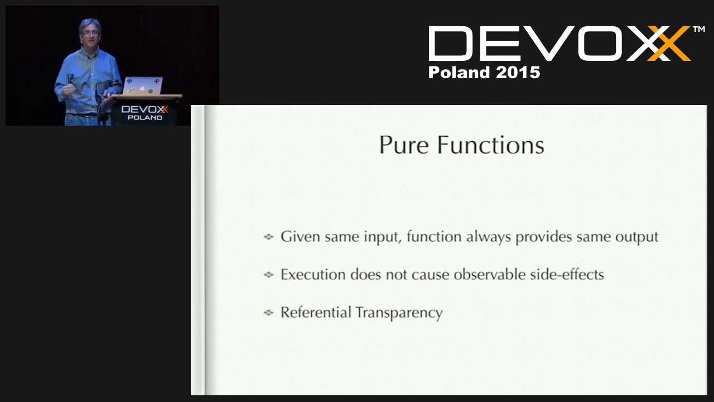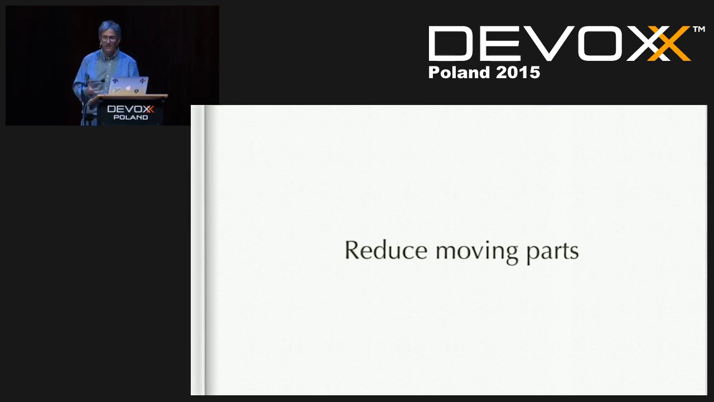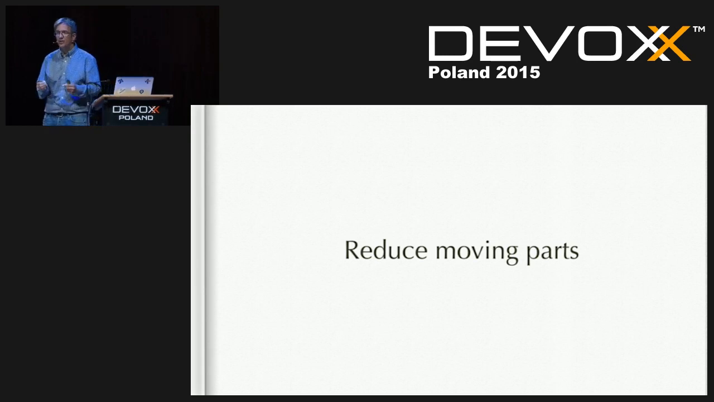So if a function has side effects, I can no longer do that, because I can do a lookup of values, but those things that it was causing as side effects won't be happening. So think of always pure functions as a lookup table. And the aim for that, as I said, is to reduce moving parts. That's what we try and do.